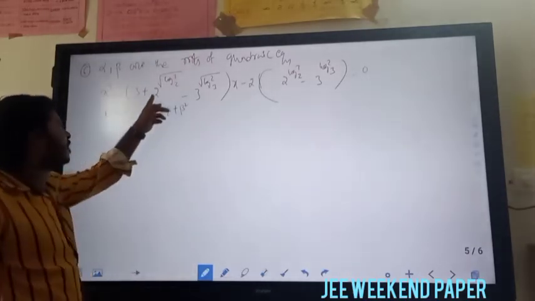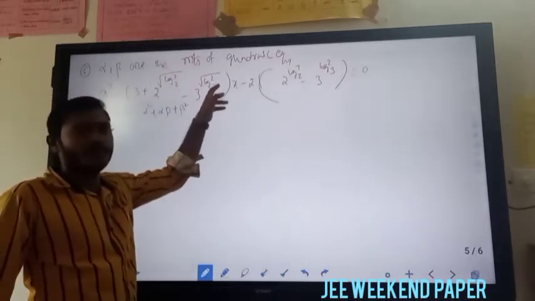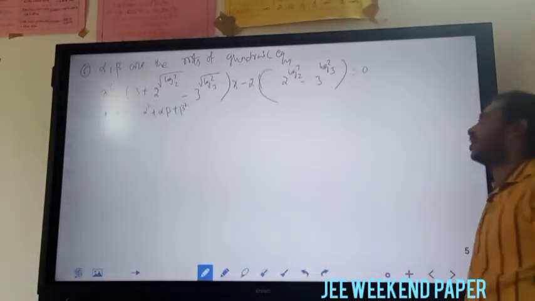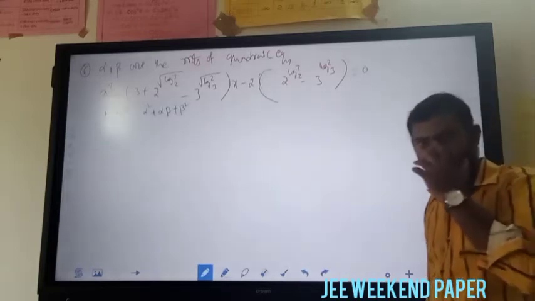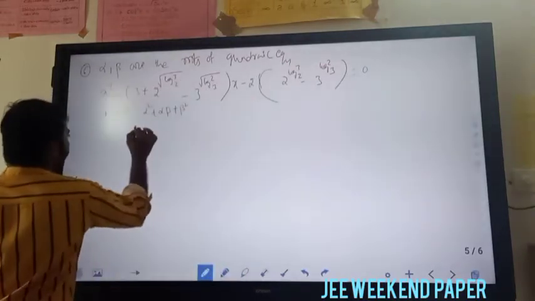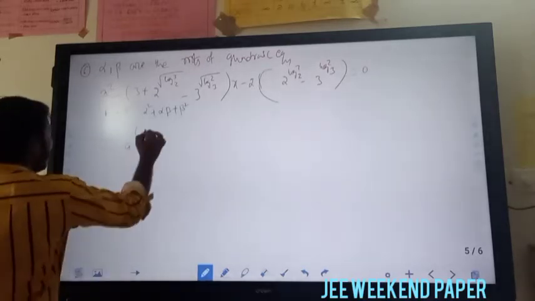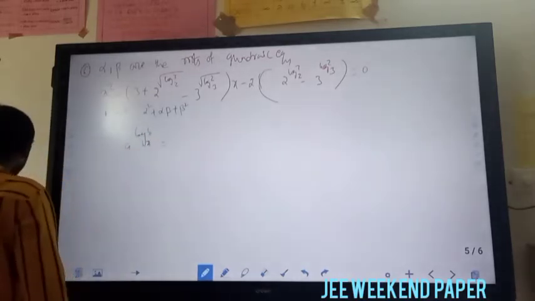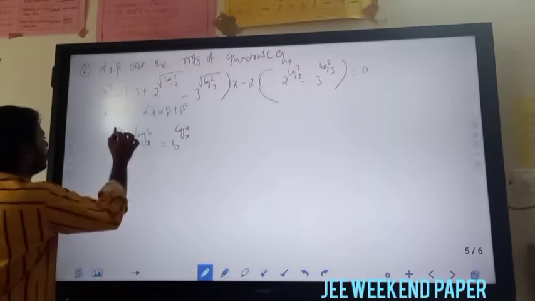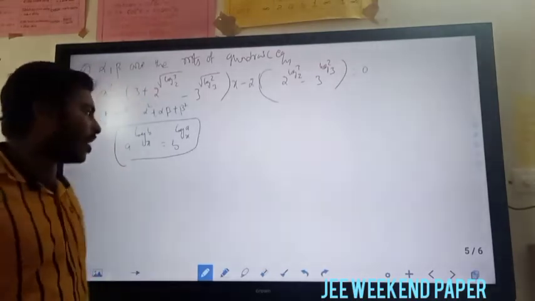Next, alpha and beta are the roots of the quadratic equation x square into 3 plus 2 power log 3 base 2, x square minus 3 square root of log 2 base 3, and minus 2 into 2 power log 3 base 2 minus 3 power log 2 base 3. To solve this problem, we already know the formula a power log b base x is equal to b power log a base x. By using this formula we have to solve the problem.